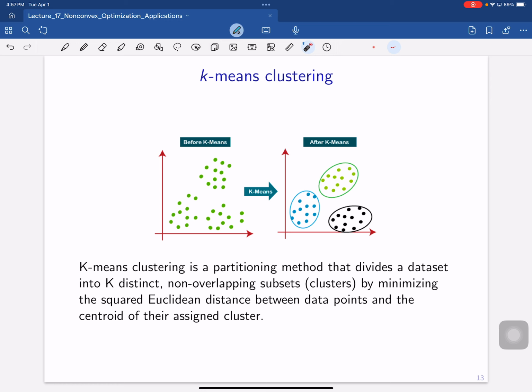Okay, so what is k-means clustering? If you have studied machine learning before, you may have heard about this. It is one of the popular clustering algorithms. So the high-level idea is the following. You have a bunch of data points, and then you want to divide the data points into, let's say, k equals 3 here, 3 clusters. Then you want to find the points to be close to each other.